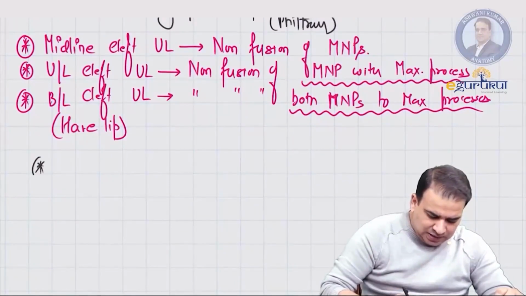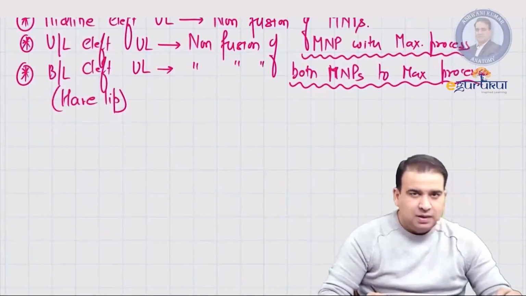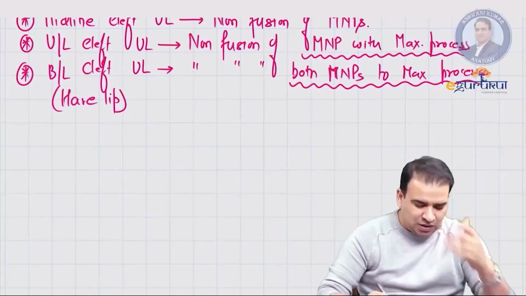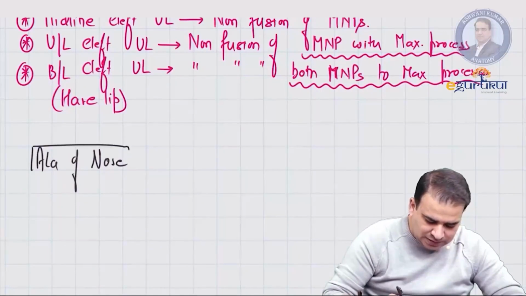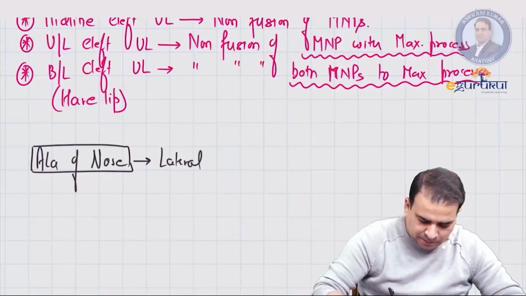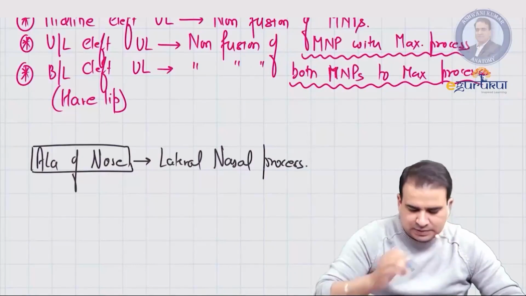This is about the anomaly. What is derived from the lateral nasal process? We didn't talk about the lateral nasal process yet. That will give rise to what? Ala of the nose. So guys, the ala of the nose is derived from the lateral nasal process.